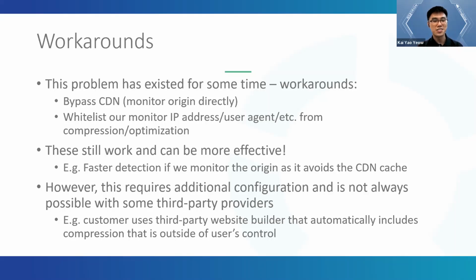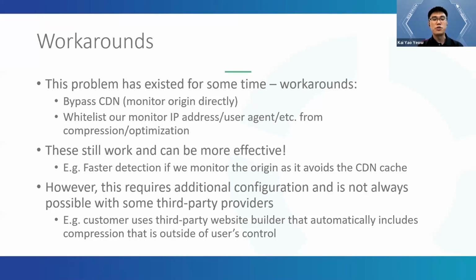Another way is we can ask the webmaster if it's possible to whitelist our monitor from the compression system, right? Whether it is a web server plugin or the CDN, they can whitelist our IP address or the user agent that we use for the monitor service. So these workarounds still work and can be quite effective. Without the CDN cache, our monitor detects a change faster because you don't have to wait for the cache to expire in the CDN.